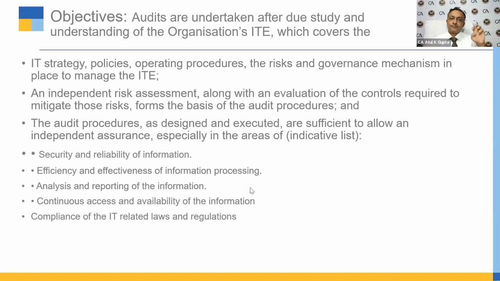The second part: what exactly is needed? How is the internal auditor going to approach? He or she needs to go through policies and procedures. The more important part is to have an independent risk assessment along with evaluation of controls required to mitigate this risk, form the basis of audit procedure, and do audit procedures which check security, reliability of information, efficiency and effectiveness of information processing, analysis, reporting of information, continuous access and availability of information, and compliance with IT related laws and regulations.